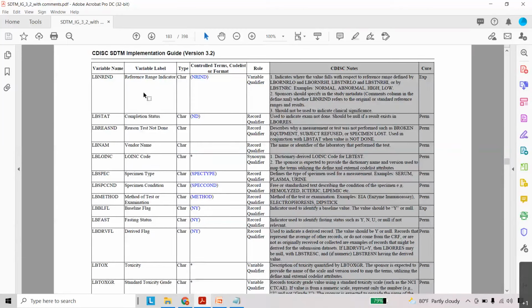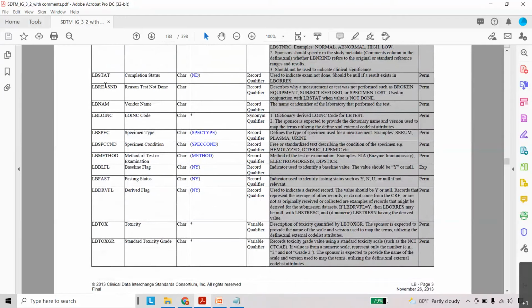And also the LBNRIND values, whether low, high, normal, or abnormal, are decided based on the test and based on the study documents, requirements, all these things. But we can expect to see values like normal, abnormal, high or low.